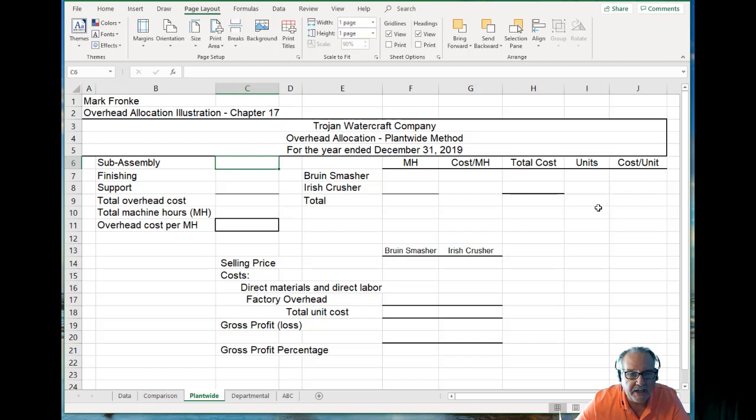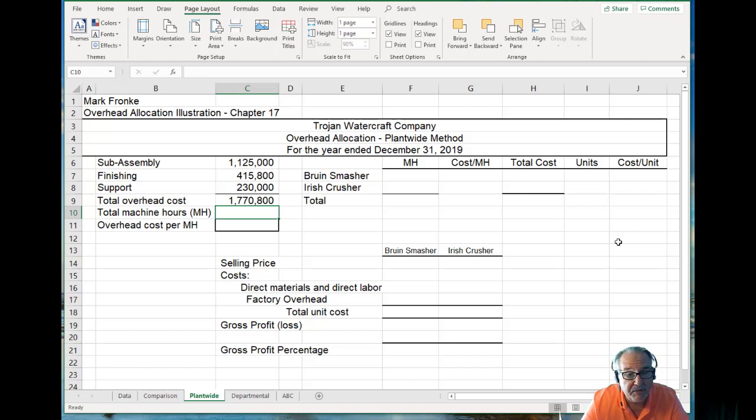But what I need to do now is first put in the cost of subassembly, which is a department, the finishing department, and the support department. So I've got 3 departments, and I'm going to add these together. And this is my total overhead cost for the whole plant.